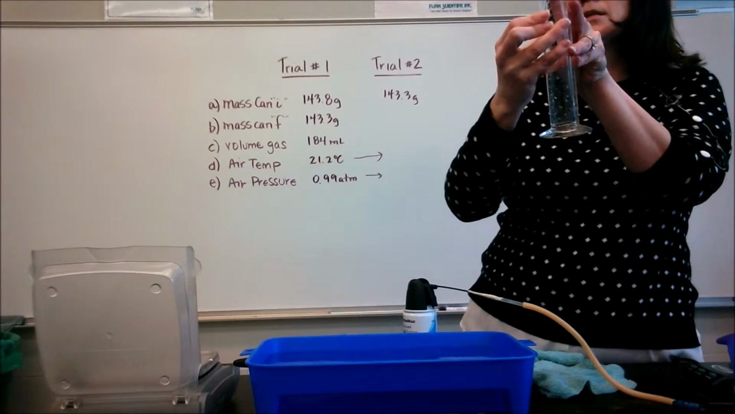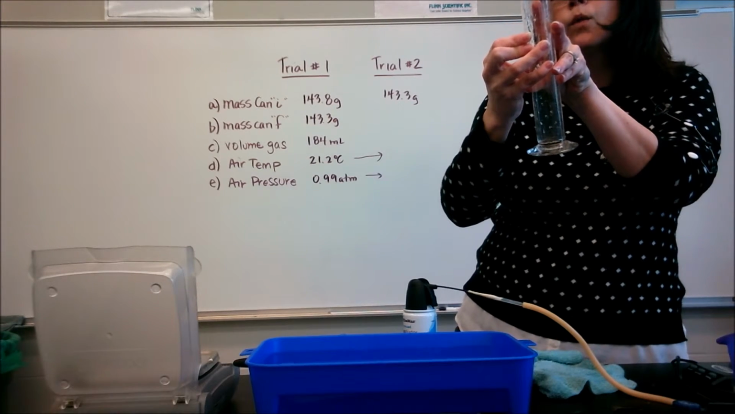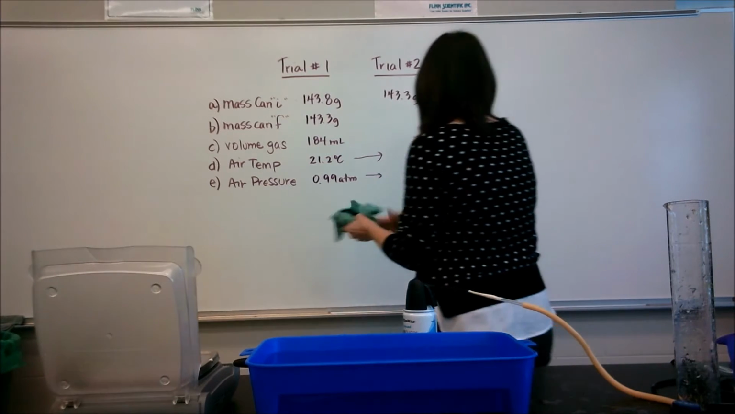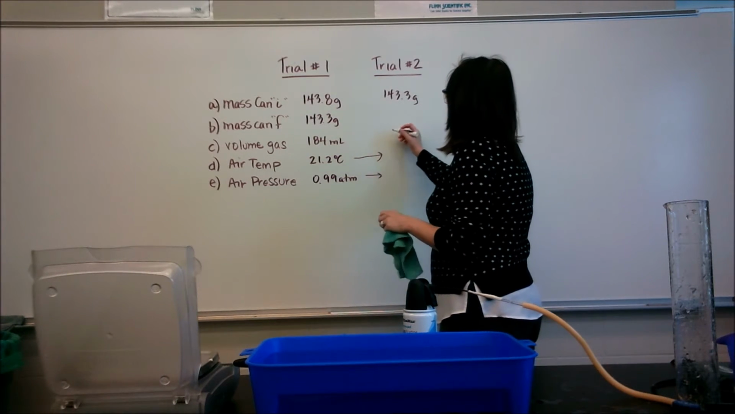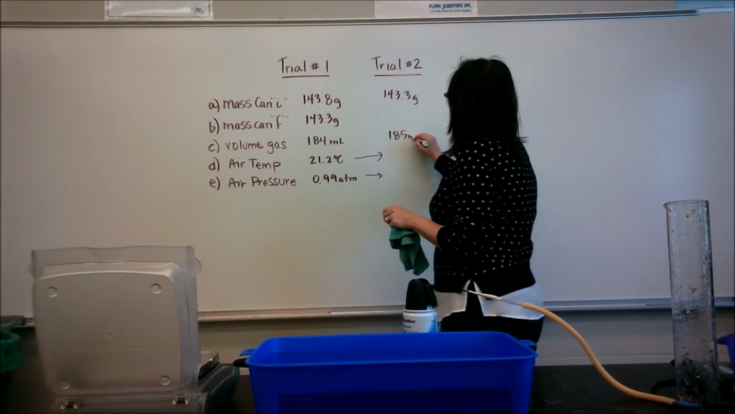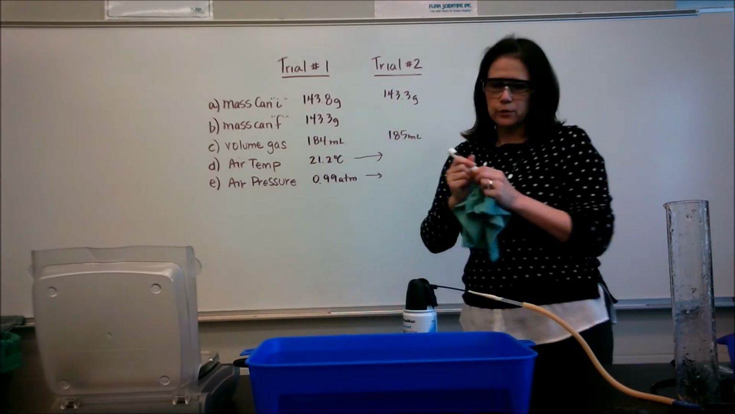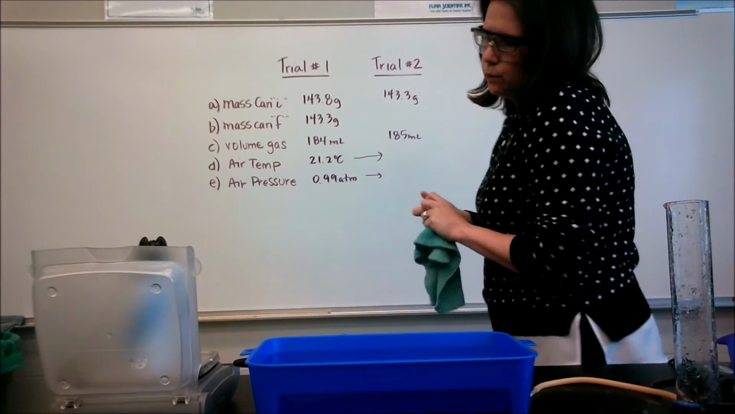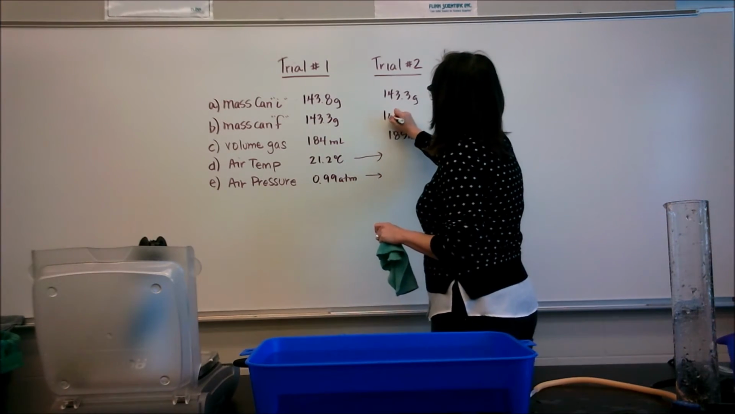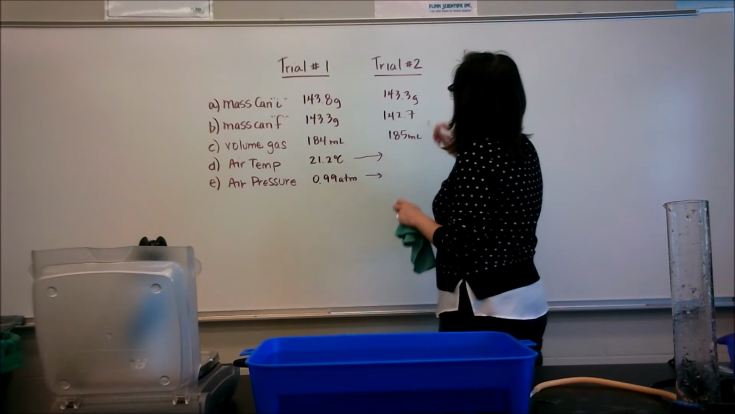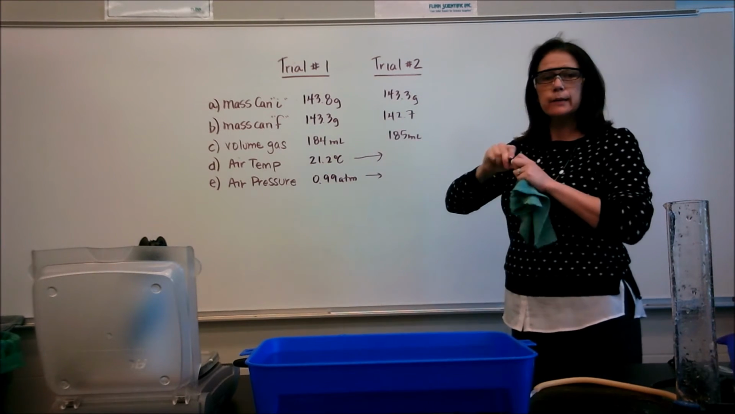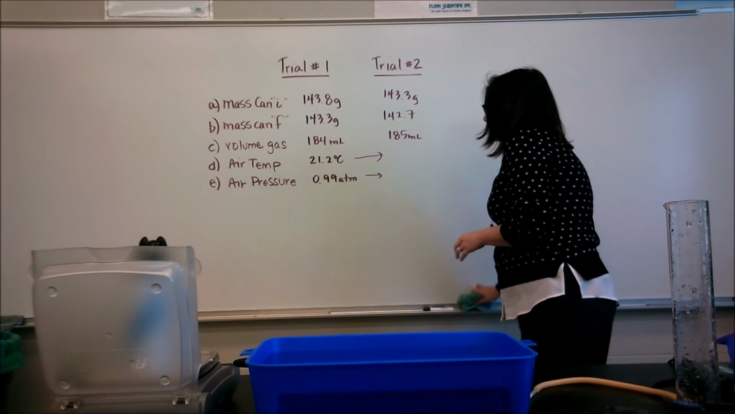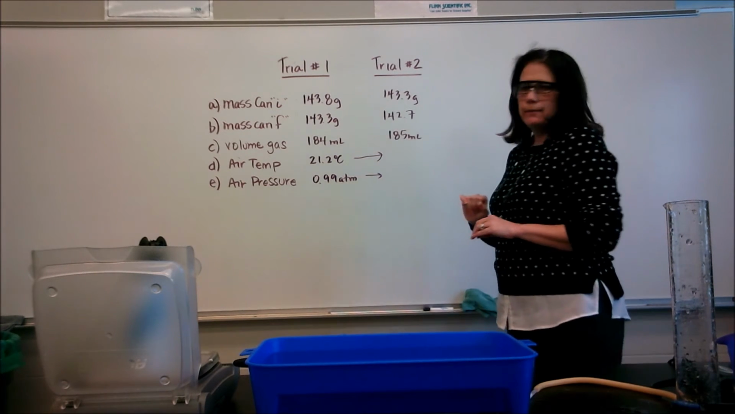This one is looking like 185 milliliters. Very similar to what we had before. Let's hope we had about half a gram. We'll see what it comes out to. When I put this on the balance, it's zeroed. We get 142.7. So we actually had 0.6 grams for that, and we actually got an extra milliliter out of it. Again, use the same air temperature, same air pressure.